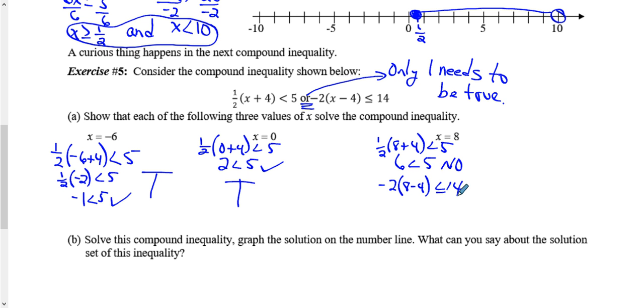Well, 8 minus 4 is 4. What's -2 times 4? Positive 8, negative times negative? Where's the negative? -2 times -4? 8 minus 4 is 4, right? Positive 4. You said -4. I don't think so. So -2 times 4 is -8. Is that less than or equal to 14?